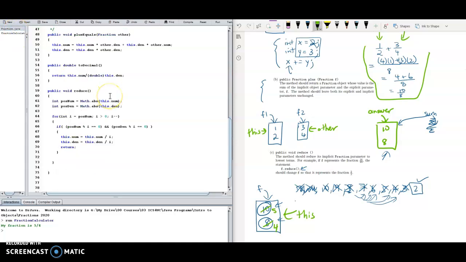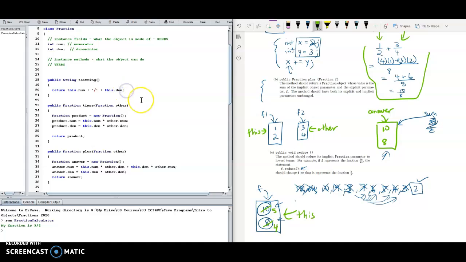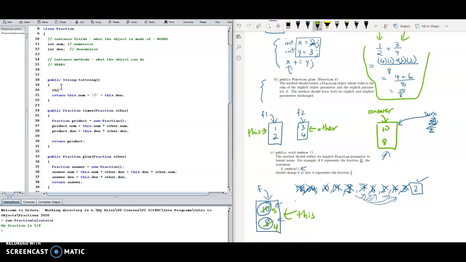There are other things that you can do to make the reduce a little bit better. You can even put the reduce right into your toString. So for example, you could call this.reduce before.